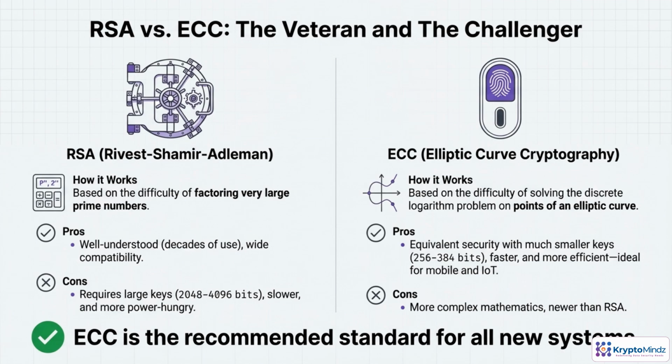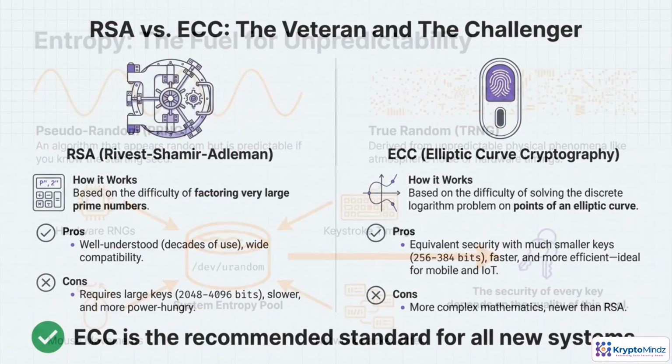But the trend is clear. New systems are using ECC. It's the future of cryptography. For your organization, if you're choosing algorithms for new systems, ECC is the recommended path. For legacy systems still using RSA, 2048-bit minimum, 4096-bit preferred.